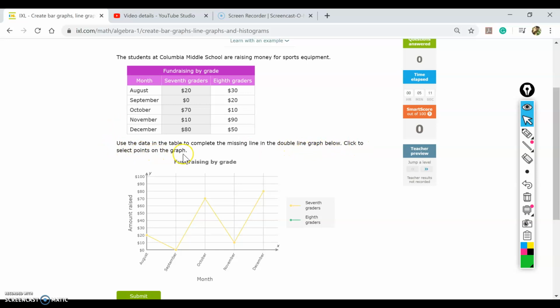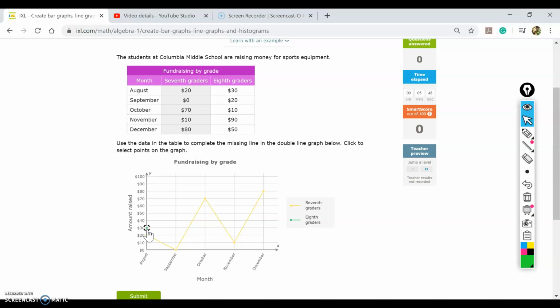Click to select the points on the graph. The graph that is already given is the 7th graders, which is the yellow one, right? And they created that graph using these numbers here. Now we need to create the 8th graders' graph using these numbers here, which tell you that in August, the 8th graders raised $30. So I'm going to go to August here, and I go to $30, and I click. So you click there, and look how you have that little point, which is the beginning of your graph.